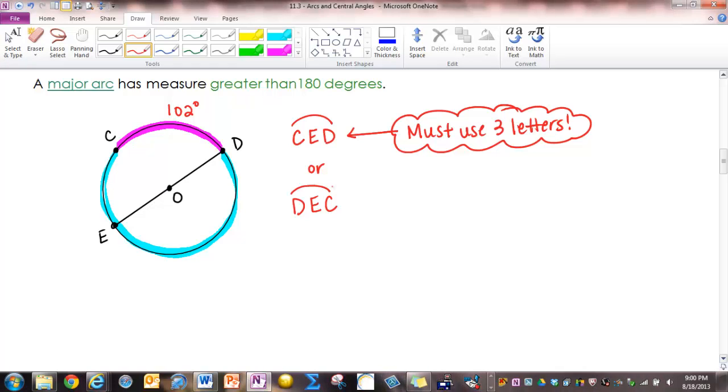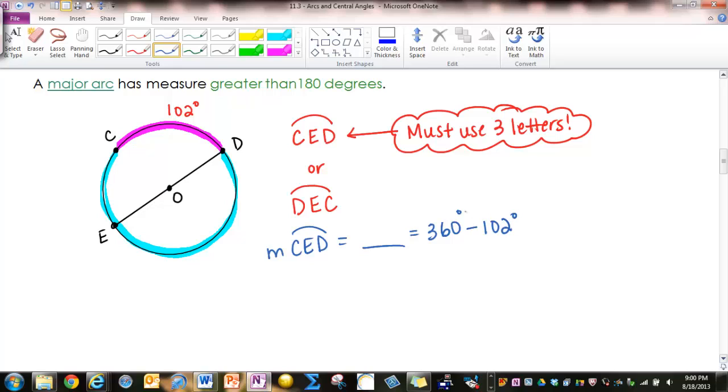Now, in order to find the measure of this major arc, the measure of arc CED, I am going to take the whole circle, which is 360 degrees, minus the 102 degrees of the purple minor arc, and that will give me the measure of arc CED, which is the measure of the major arc. So 360 minus 102 is going to be 258 degrees, and that's the measure of the blue major arc.